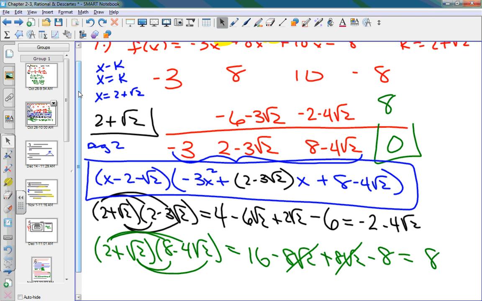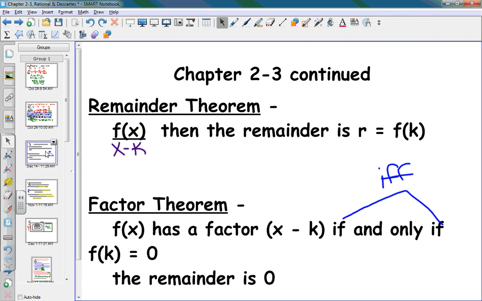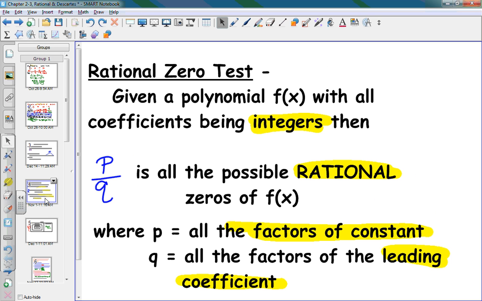Okay. Here's the answer sheet. All right, now, today, what are we talking about? The first slide, we've already talked about the factor theorem and the remainder theorem, right? Okay, what I want to talk about today is the rational zero test and Descartes' rule of signs.